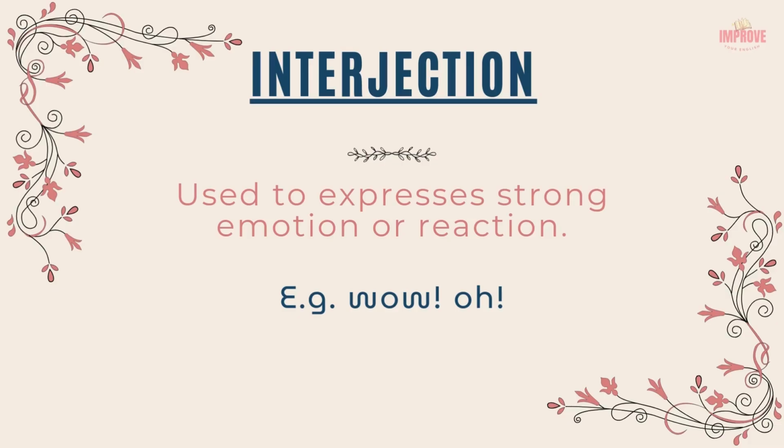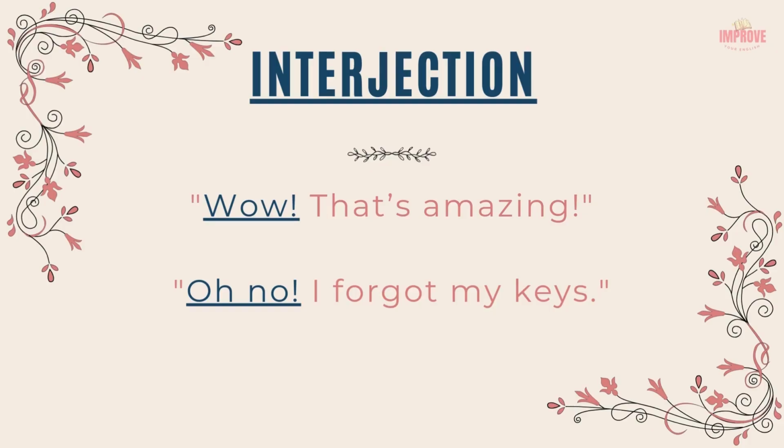Interjection. An interjection is used to express a strong emotion or reaction. For example, wow, oh. Wow, that's amazing. The interjection in the sentence is wow. Oh no, I forgot my keys. So the interjection in the sentence is oh no.